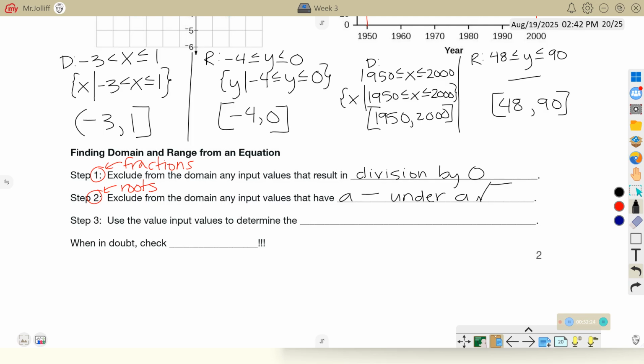And I'm going to make a little side note. I'm indicating square root because that's the most common. I only have this problem with negatives under the root when it is an even-powered root: 2, 4, 6, 8. Odd-powered roots, like a cube root, I'm allowed to have negatives.